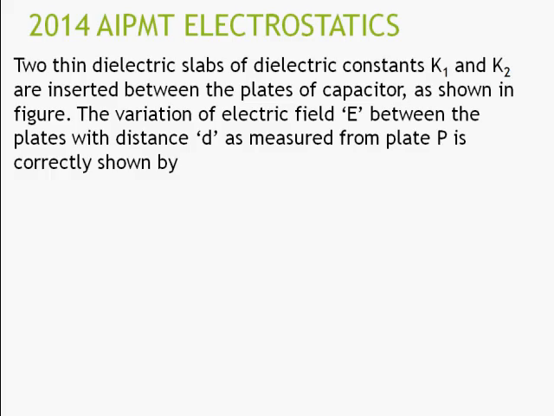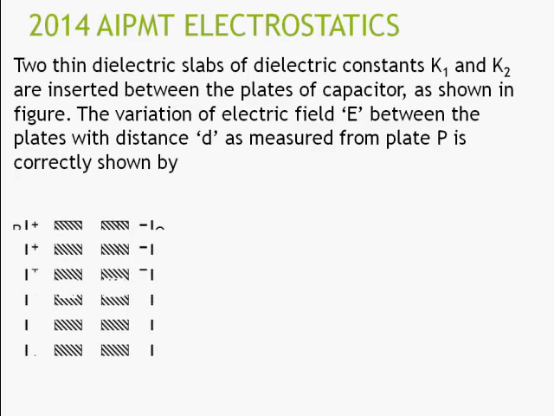Let's go for 1 year prior. Two thin dielectric slabs of dielectric constants K1 and K2 are inserted between the plates of a capacitor as shown in the figure. The variation of electrical field E between the plates with distance D as measured from plate P is correctly shown. First let us see what is the question figure. This is the question figure.